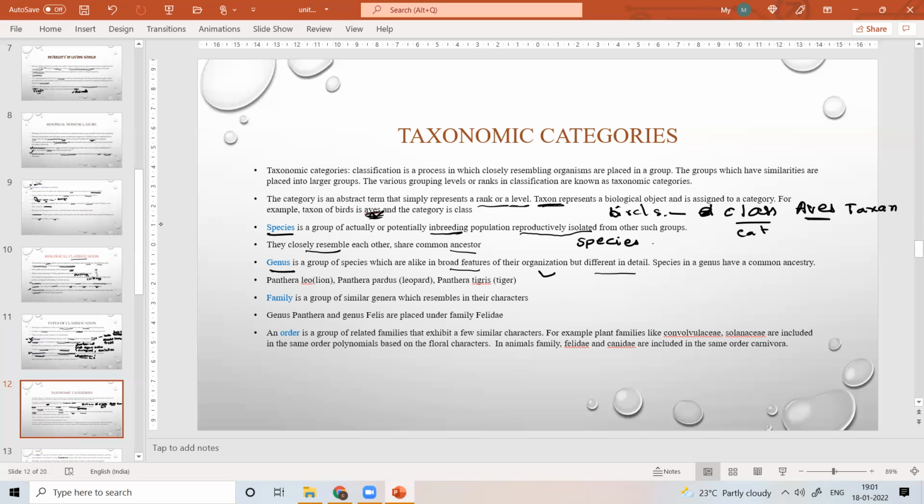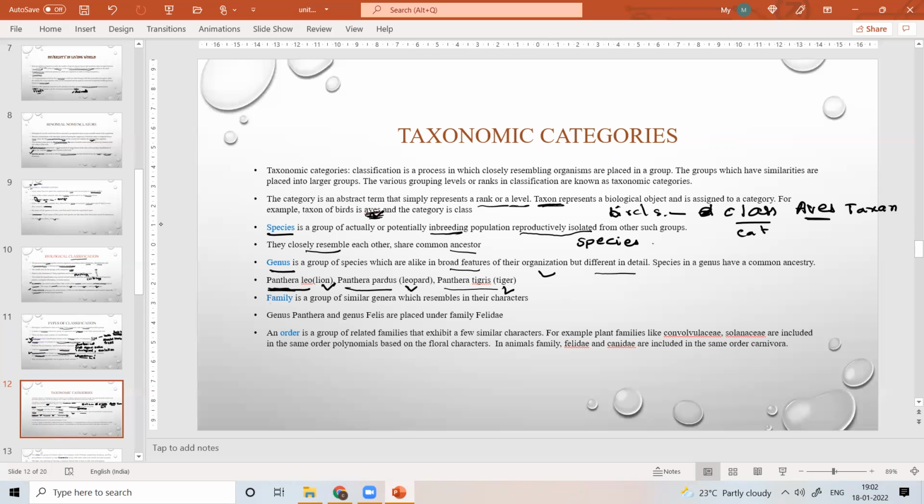The example is Panthera leo, Panthera pardus, Panthera tigris. Here Panthera is the genus. Panthera leo is the lion, Panthera pardus is the leopard, and Panthera tigris is the scientific name of the tiger. These are the three species present in the genus called Panthera.